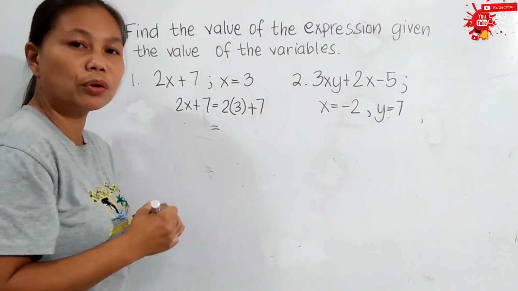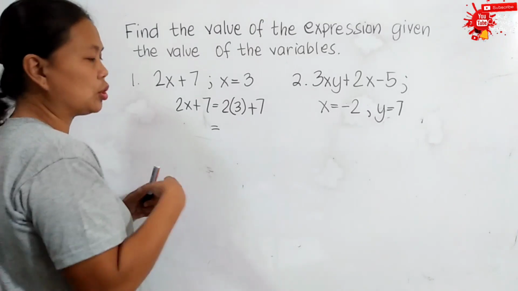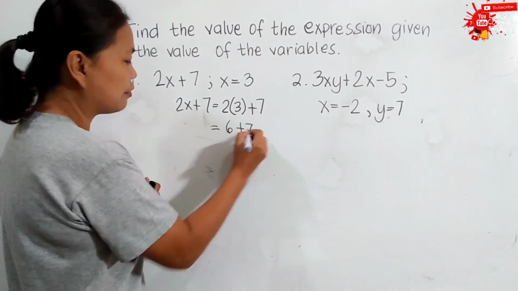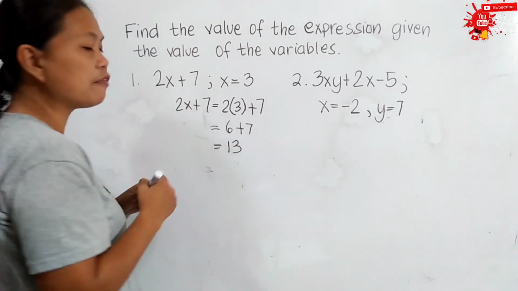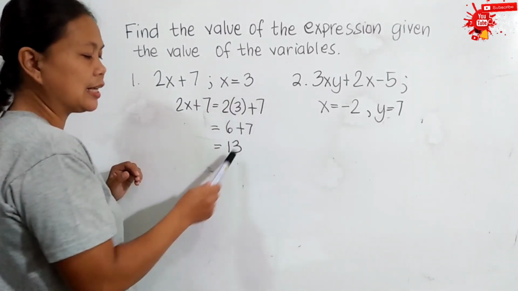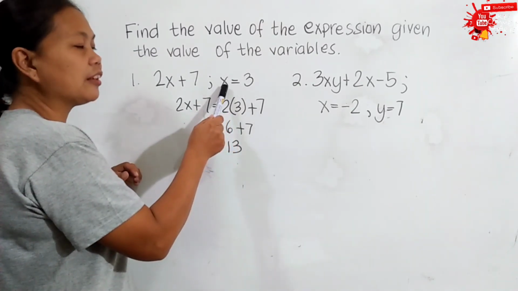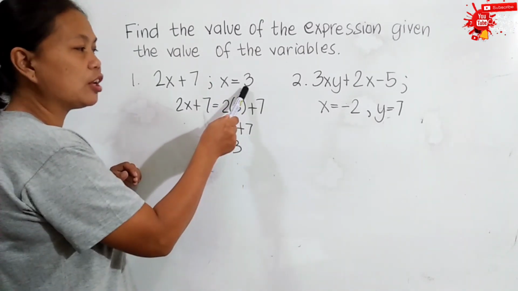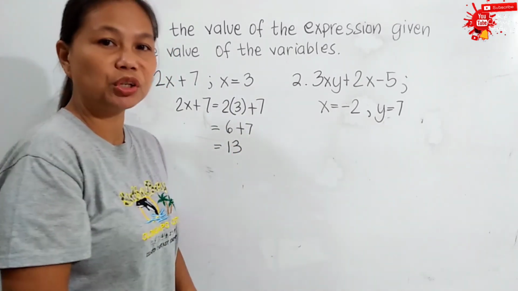Then we proceed to the rule of GEMDAS. Multiplication first, then followed by addition. So 2 times 3 is 6 plus 7. What is 6 plus 7? We have here 13. Therefore, the value of 2x plus 7, if x equals 3, is 13. Now, the value may vary depending on the value of x. So it is equal to 13 if and only if the value of x is 3. Okay? Now let us proceed to example number 2.